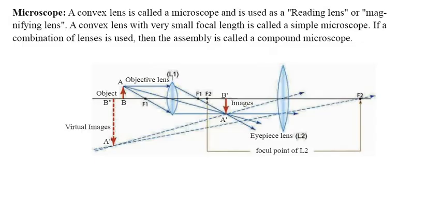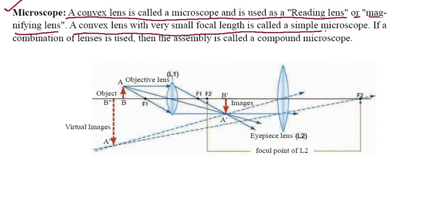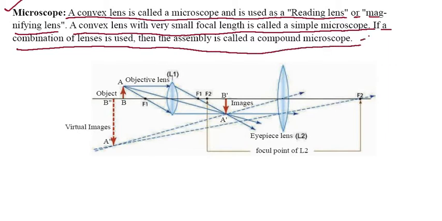Now come to the telescope or microscope. So it is a microscope. A convex lens is called a microscope and it is used as a reading lens or image magnifying lens. A convex lens with very small focal length is called a simple microscope. If a combination of lenses is used, then the assembly is called a compound microscope.